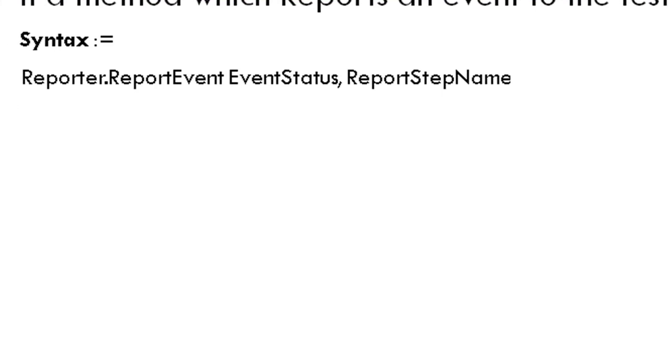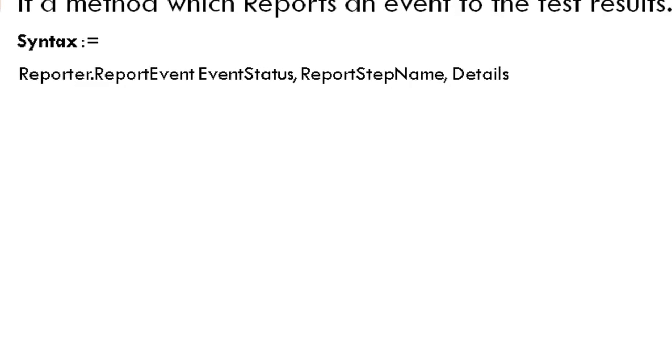The second argument is report step name, which is the name of the step displayed in the test results window. The third argument is details, which is the description of the test results event. The fourth and last argument is image file path, which is optional, and is the path and file name of the image to be displayed in the results.